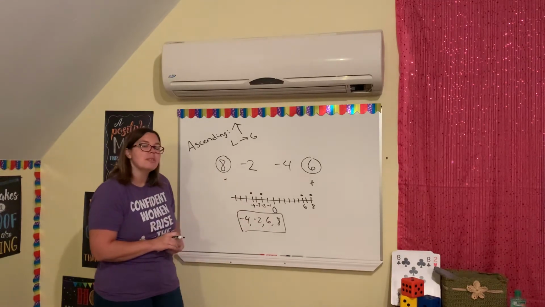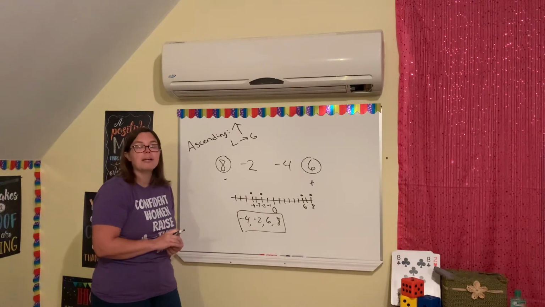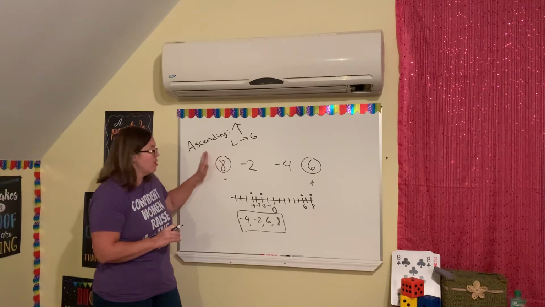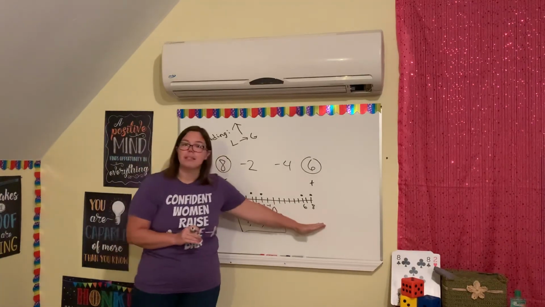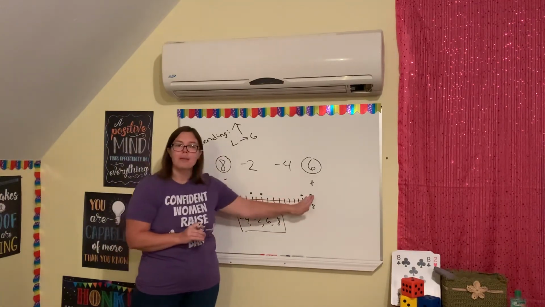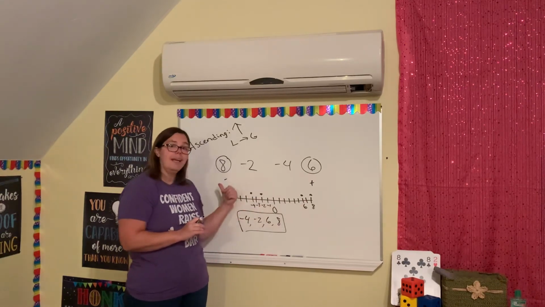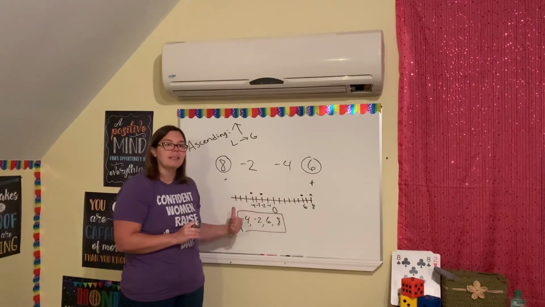That is how you can use a number line to put them in either ascending or descending order. If they're in ascending order, you read it left to right. You read it from small to big. And if it's in descending order, you would read it from right to left or greatest to least.